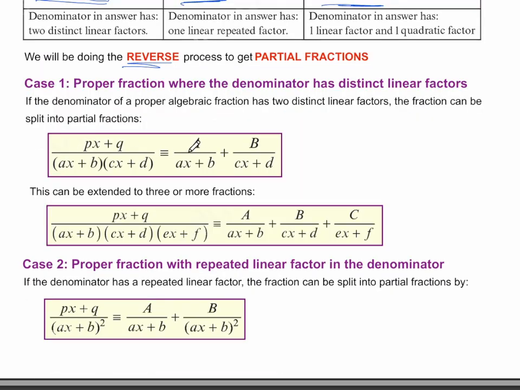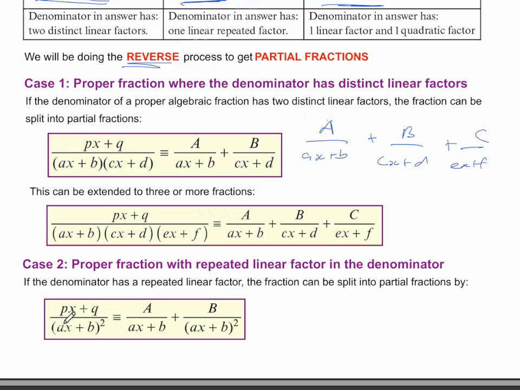Case 1 is where both of them are a polynomial of degree 1, where it's simple. If you have (px + q) over (ax + b)(cx + d), that's going to change to A over (ax + b), so one of the brackets, plus B over (cx + d), the other bracket that we have in the denominator. And obviously this can be extended to 3 or more fractions as well, where if we have a third bracket in the denominator, we'll just add the third term C over (ex + f).